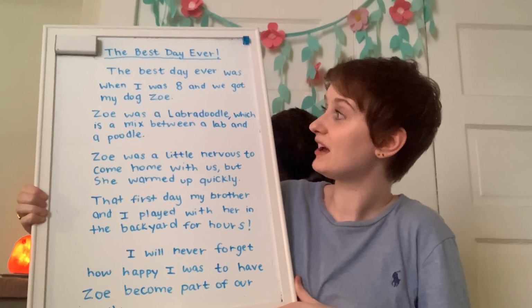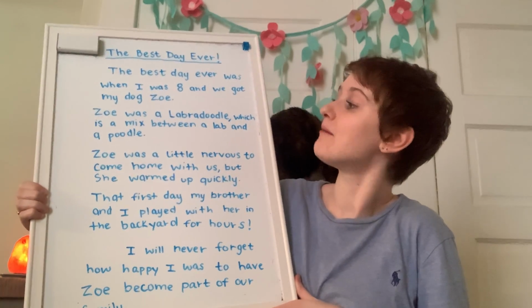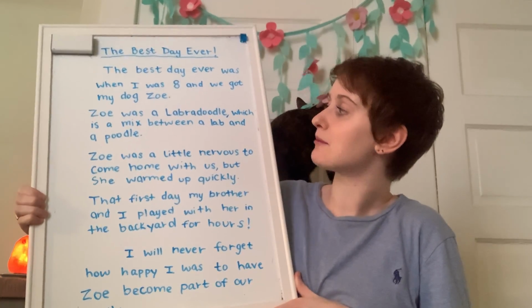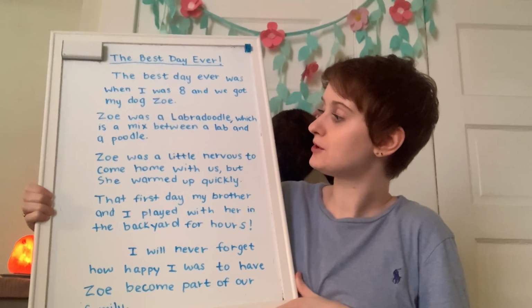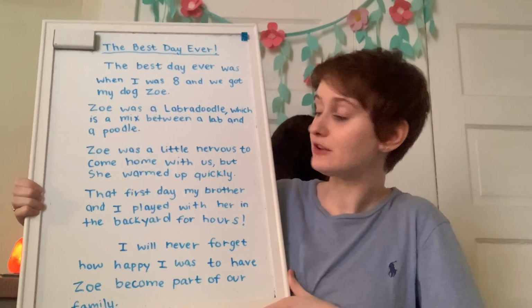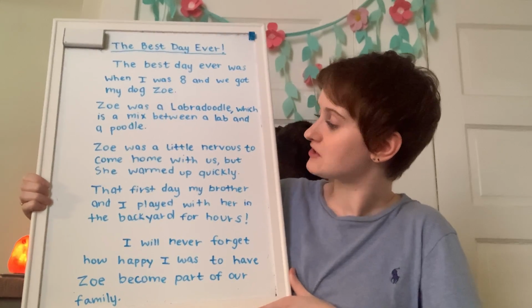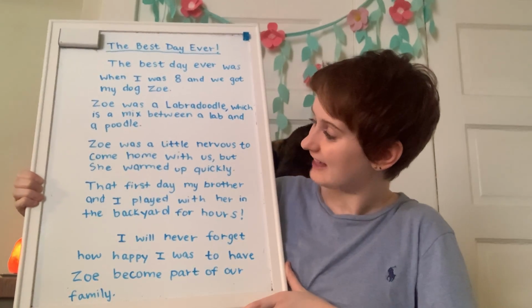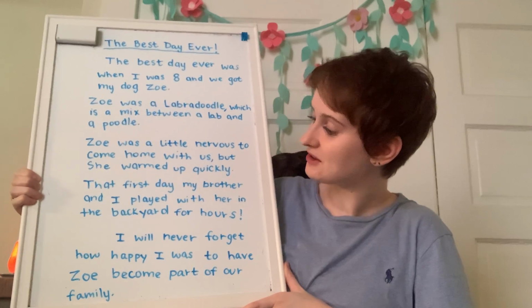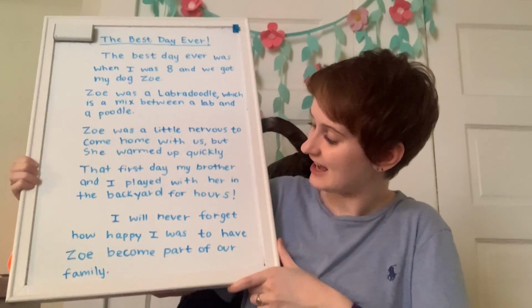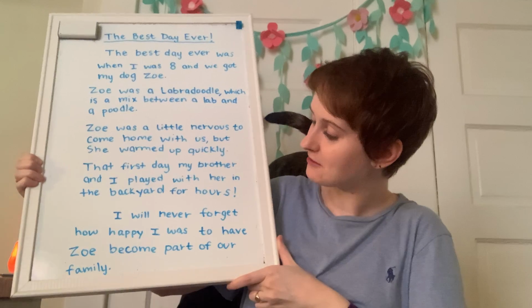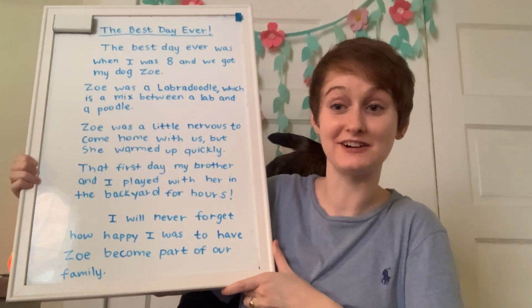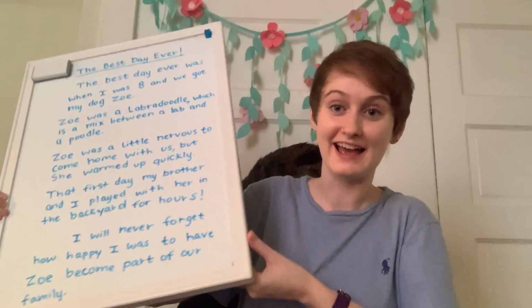It says, the best day ever was when I was 8 and we got my dog Zoe. Zoe was a Labradoodle, which is a mix between a lab and a poodle. Zoe was a little nervous when we brought her home with us, but she warmed up quickly. That first day, my little brother and I played with her in the backyard for hours! I will never forget how happy I was to have Zoe become part of our family. All right, and so that is my paragraph about the best day ever, or at least one of the best days ever that I wanted to share with you guys.